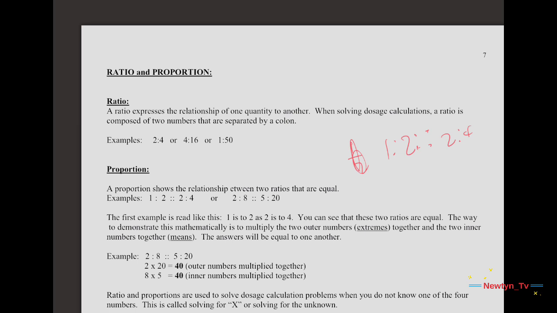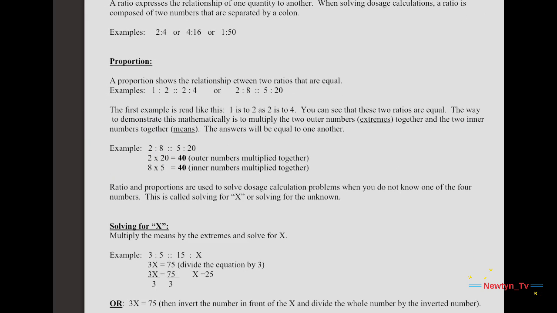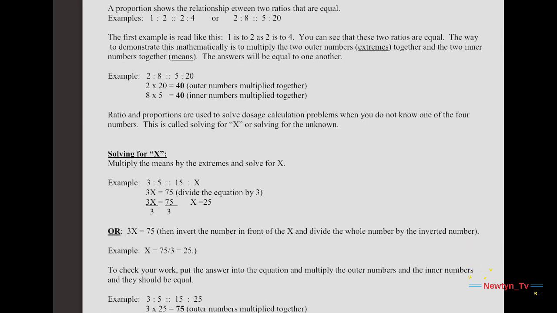You can see that these 2 ratios are equal, because when you reduce this one to the lowest term, you still get 1 is to 2. It's very simple. 2 is to 8 as 5 is to 20. When you reduce this one, you get the same thing, right? It's the same thing. So what we are going to do here is solve some examples.